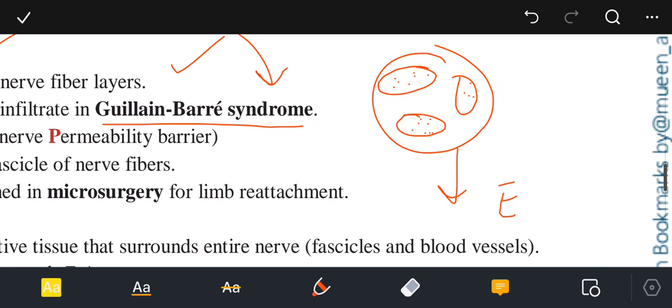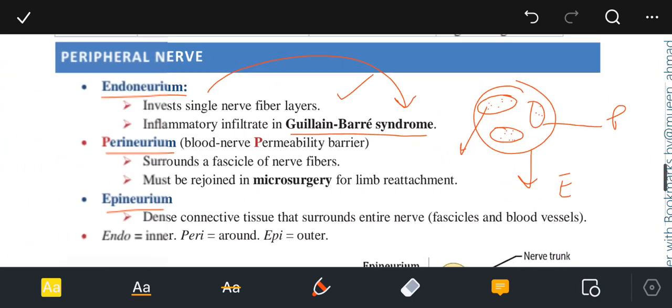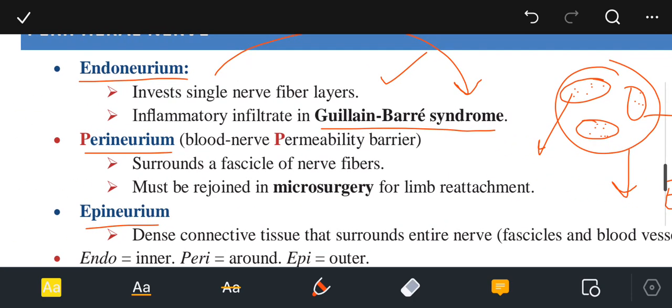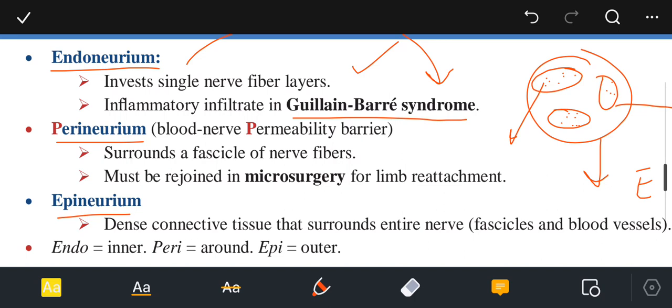The perineurium is covering individual fascicles. This is the perineurium, and if I highlight a single dot that is present in the fascicles, this single nerve is covered by the endoneurium, and this endoneurium harbors or contains the inflammatory infiltrate in the case of Guillain-Barré syndrome. Perineurium, blood nerve permeability barrier. It surrounds the fascicle of the nerve fiber, like the fascicles are surrounded by the perineurium.